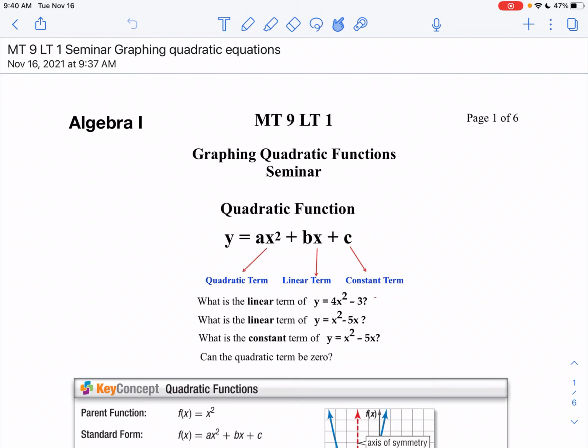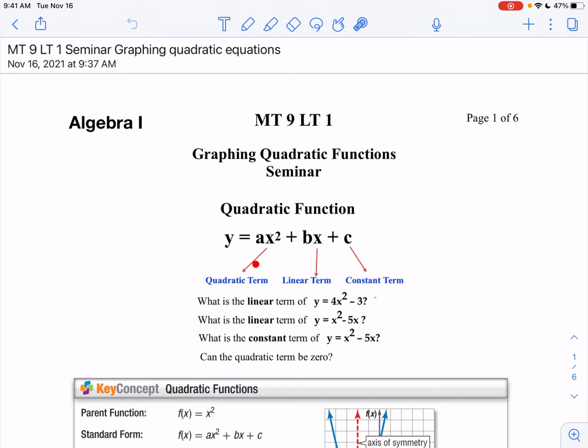Hello, in this lesson I want you to analyze the characteristics of graphs of quadratic functions, and I want you to graph quadratic functions. Some vocabulary you're going to come across is quadratic function, standard form, parabola, axis of symmetry, vertex, minimum, and maximum. So first off, a quadratic function is anything that's to the second power.